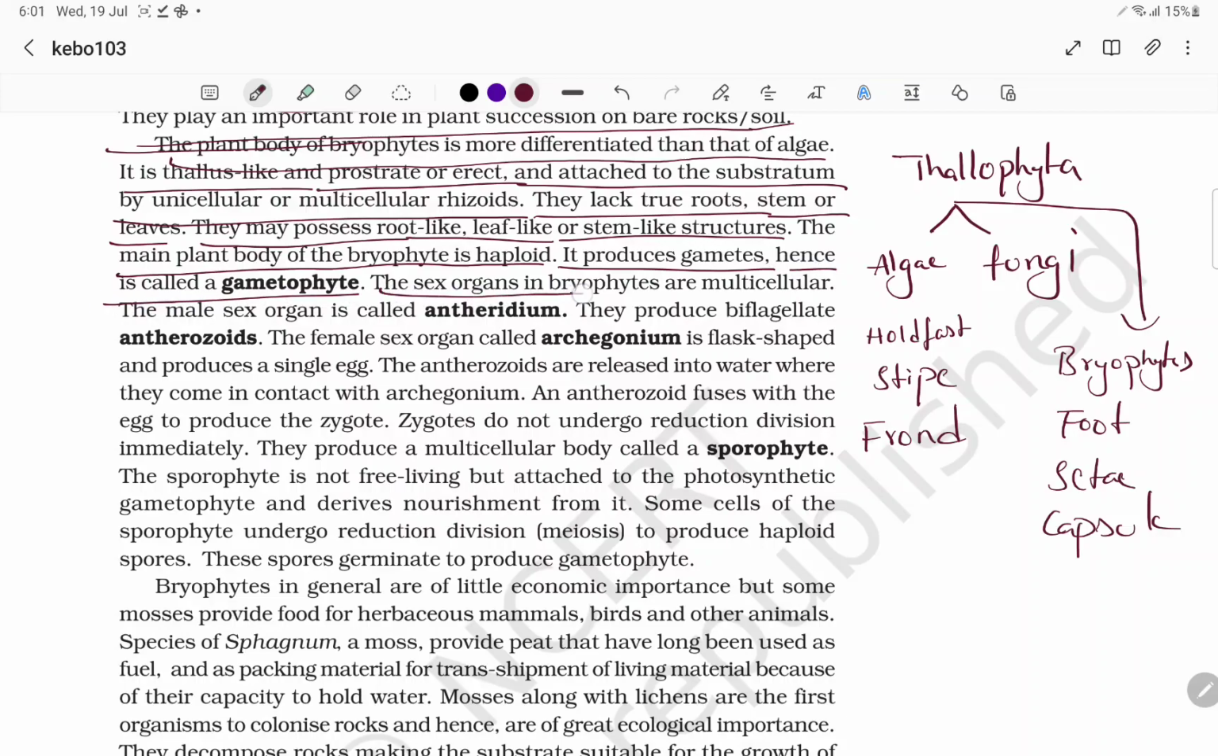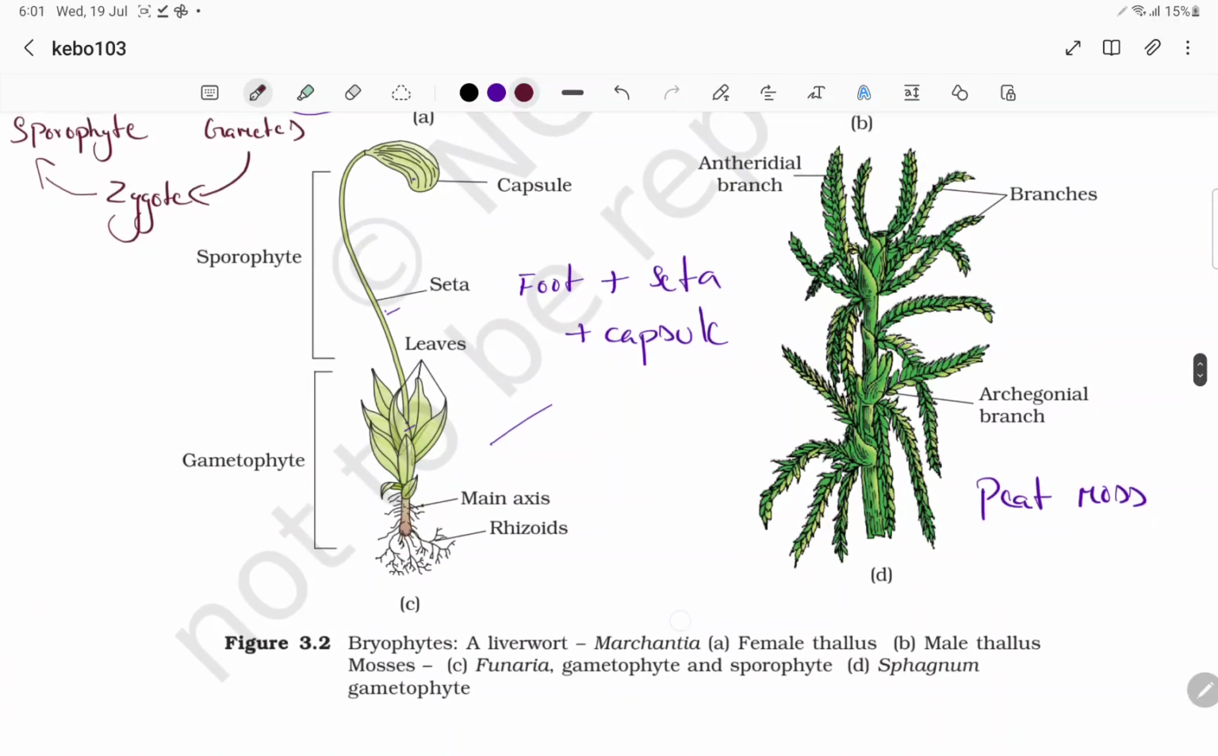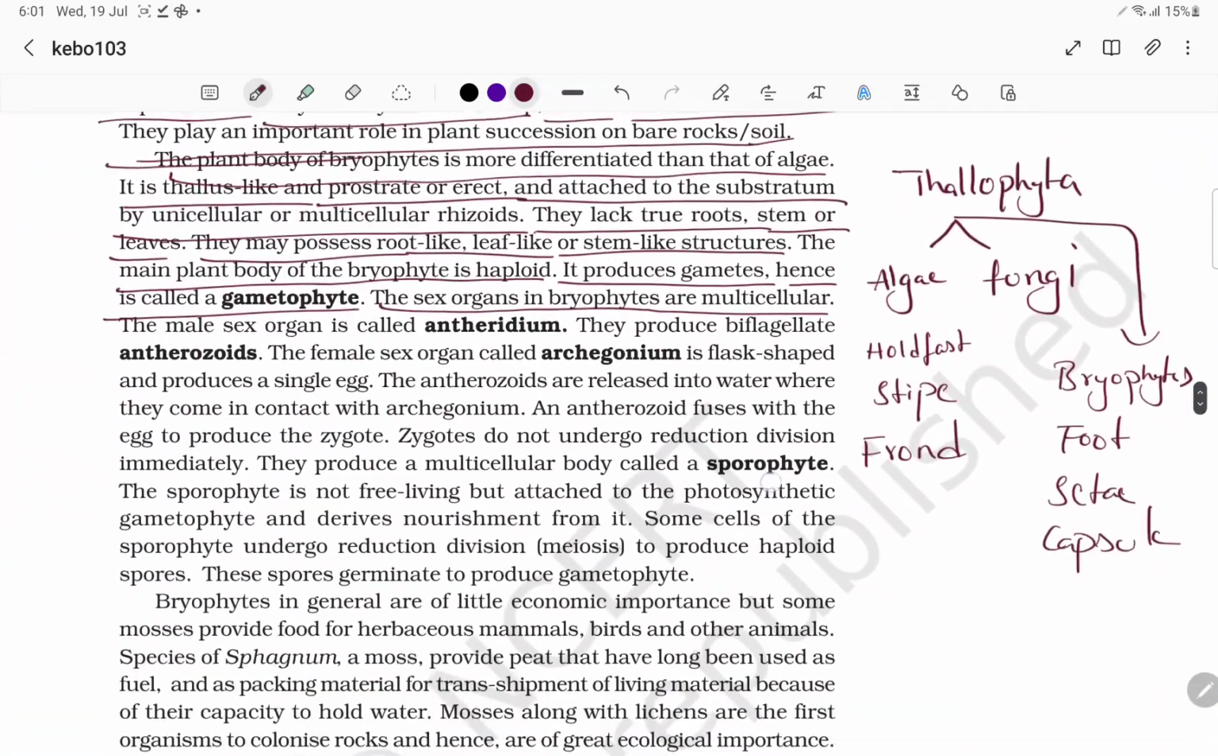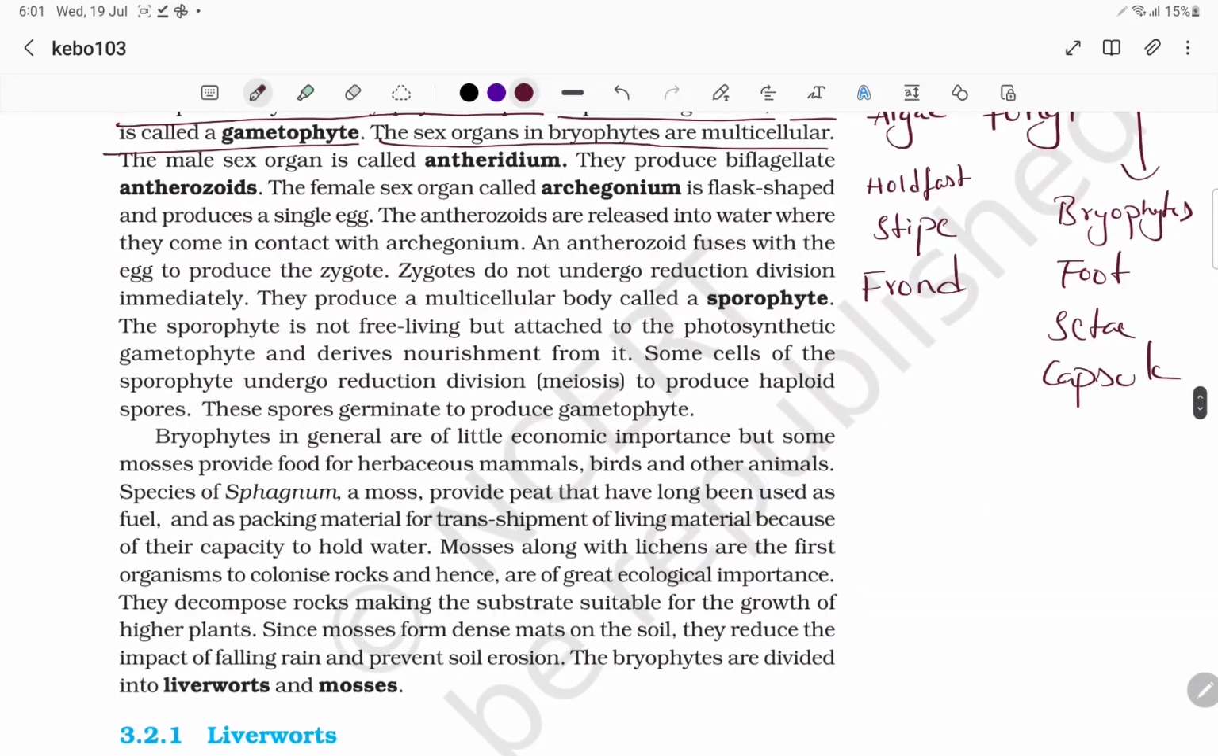The sex organs in the gametophytes are multicellular. You can see this is a sex organ. So, the archegoniophore is a sex organ, and the antheridiophore is a sex organ. Those are multicellular. The male sex organ we call antheridium. Antheridium is held by the antheridiophore. The male produces biflagellated antherozoids.